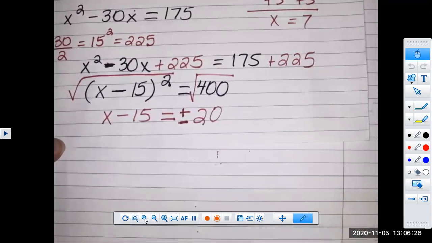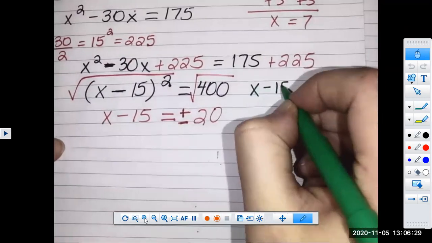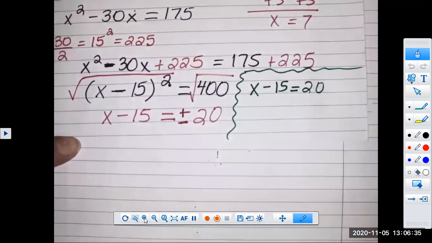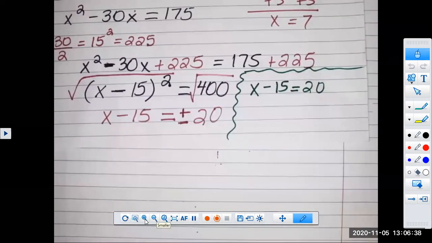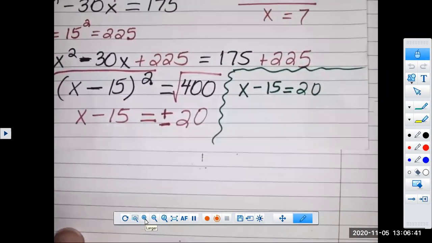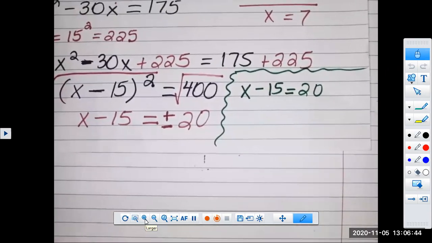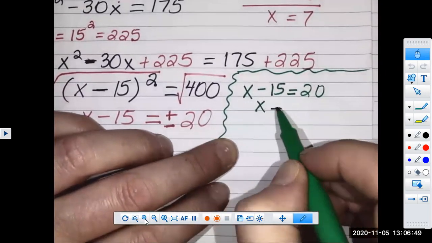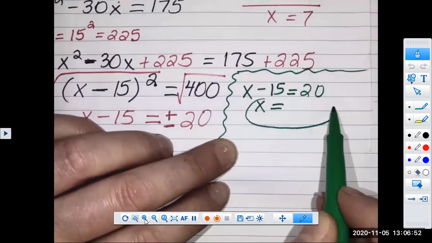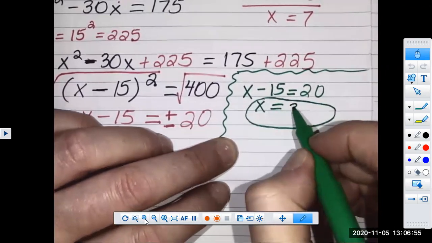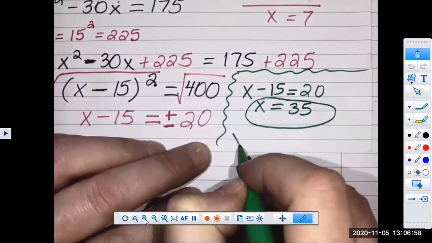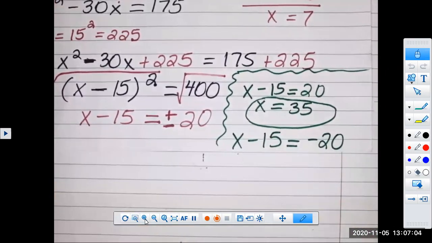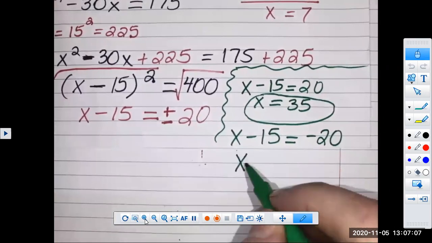One of your equations is x minus 15 equals 20. And the other one is what? Good, so x minus 15 equals negative 20. What will x be in this case? 35. Okay, 35. And then you have x minus 15 equals negative 20. And so x equals what?